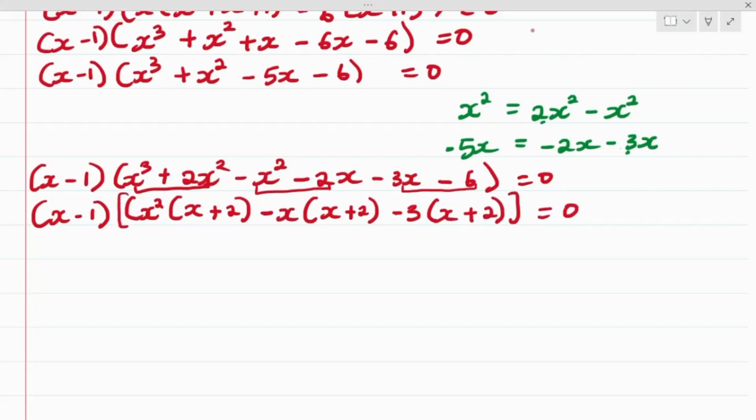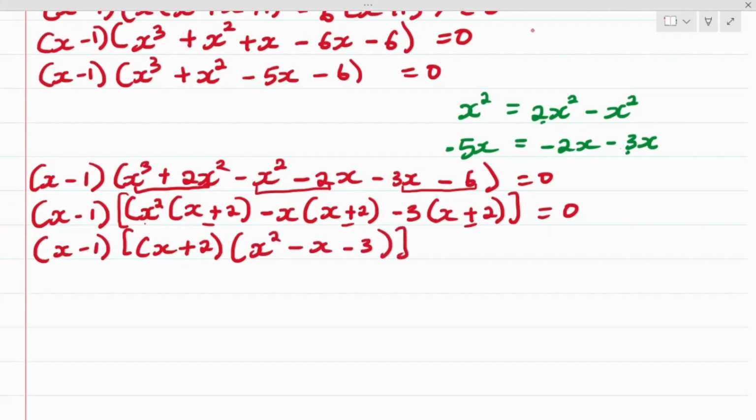0. Alright? So at this point, we have x minus 1 multiply. Now we have x plus 2, and x plus 2 to be a common term. So we're going to factor out x plus 2. Now multiply. Now we have x squared minus x minus 3. So we have x squared minus x minus 3. And all of this is equals to what?